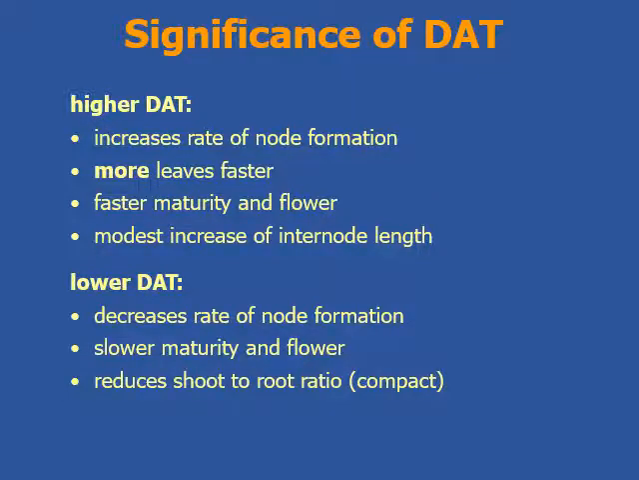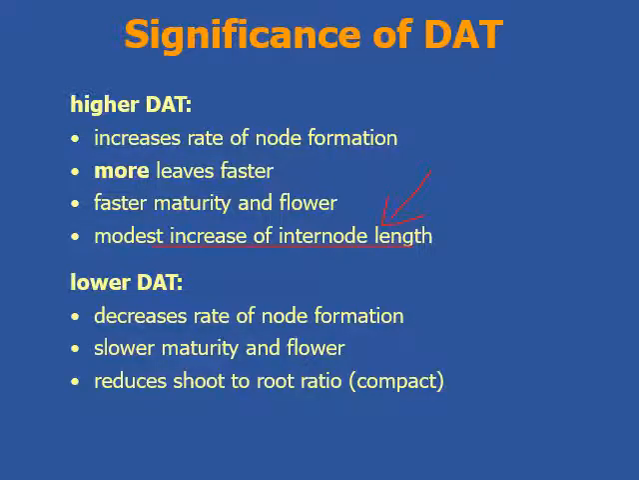So what is the significance of daily average temperature? As we increase the daily average temperature, so as we increase nighttime and day temperature, we increase the rate of node formation, which means more leaves, more branches, faster maturing, and faster flowering. And a modest increase in internode length. Keep that one in mind, because just running it warmer might seem a good idea, but there are sometimes a price to pay. In this case, it would be a stretched plant.